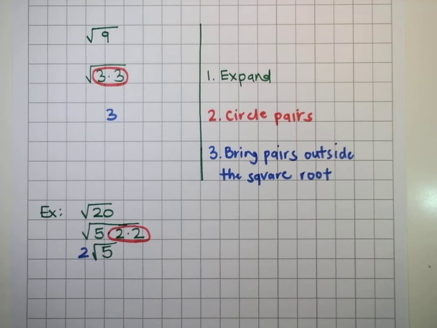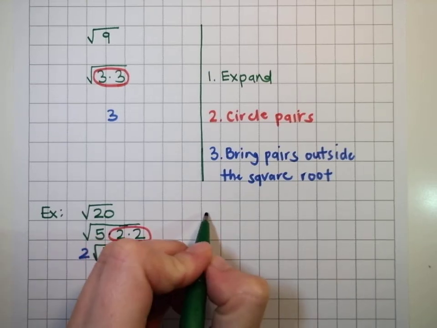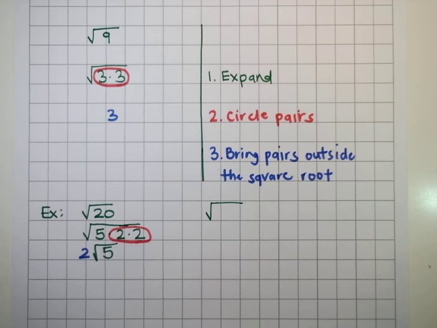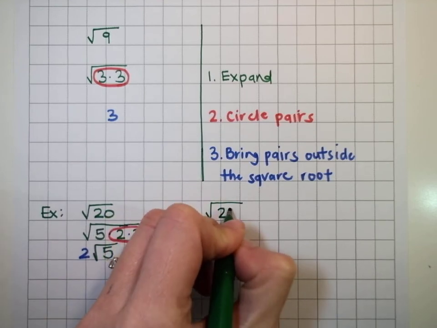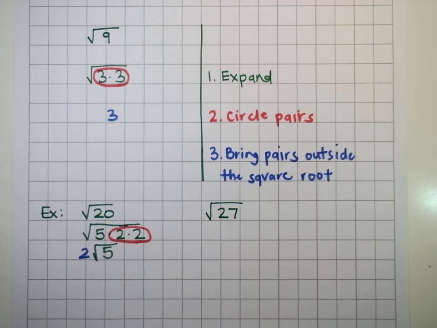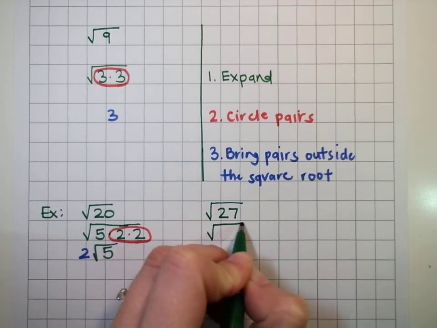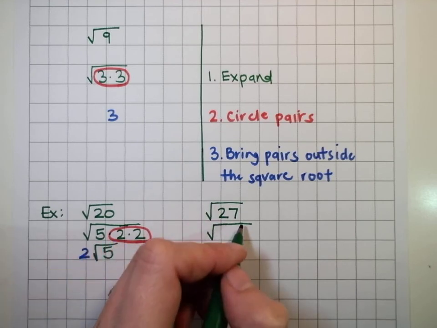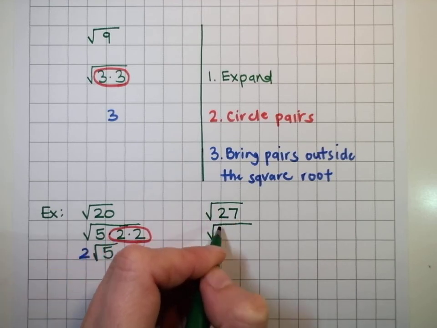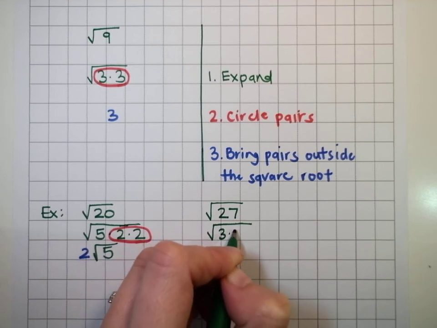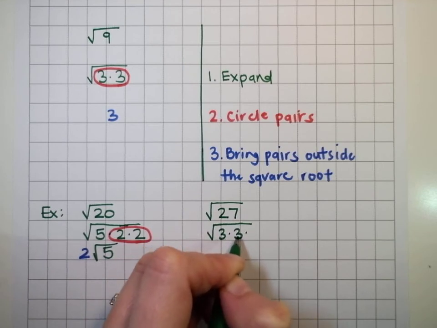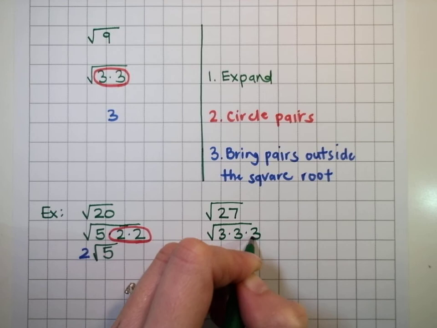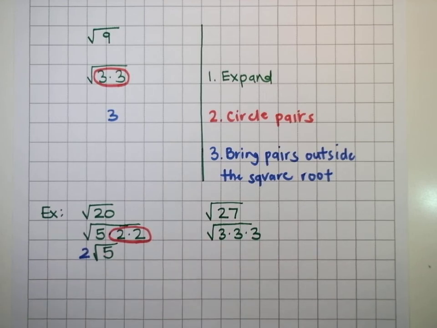Let's do one more. Let's say we have the square root of 27. What multiplies to give us 27? Usually the first thing that comes to mind is 9 times 3. Well, 9, that can be expanded again, and that's 3 times 3. 3 times 3 is 9, and then 9 times 3 is 27.